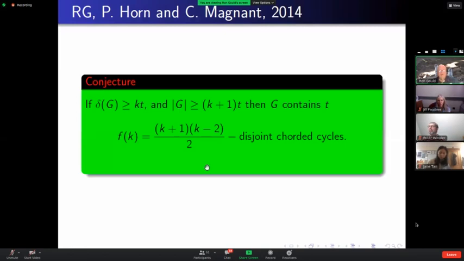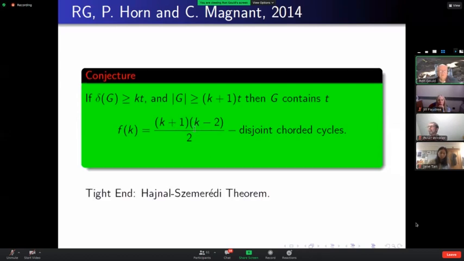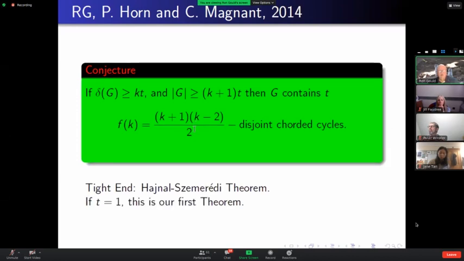So our conjecture is that if the minimum degree is at least kt and the order is at least (k plus 1) times t, then G contains t disjoint chorded cycles, each with f of k chords, where this is our f of k. The tight end is the Hajnal-Szemerédi theorem. If t equals 1, this is our first theorem.